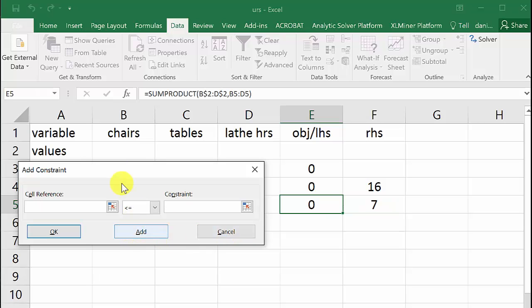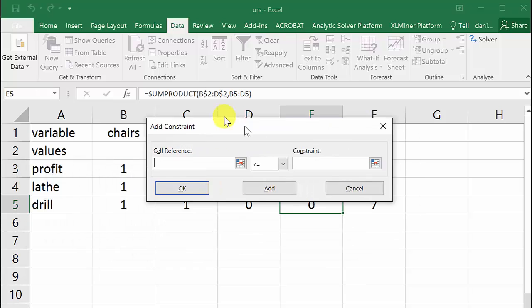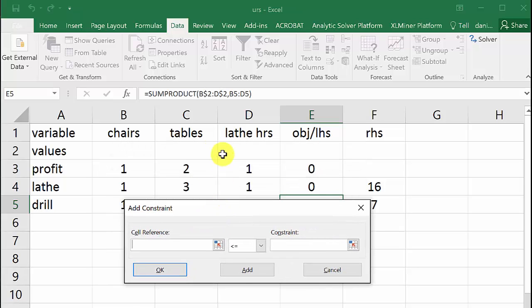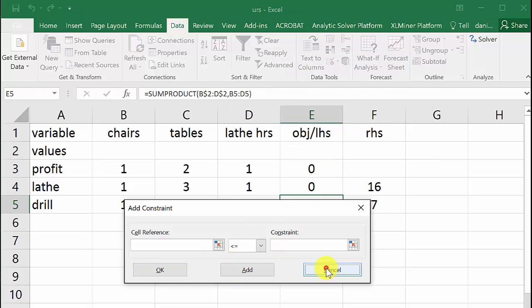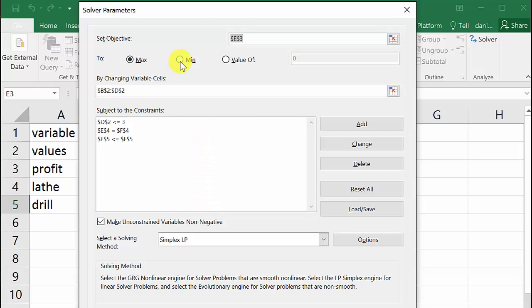And we also, something that we forgot in the formulation that is stated in the problem, want the number of lathe hours to be less than or equal to 3. Okay, hold on a second. Cancel. So we have the things that we have input so far.